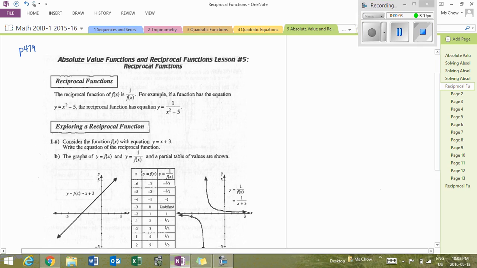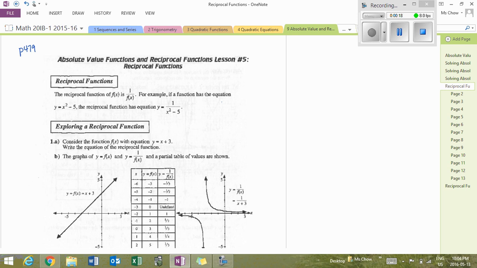Okay, let's take a look at reciprocal functions. We're on page 479 in your workbook. And reciprocal functions, we can see that the definition is provided for us. The reciprocal function of f of x is simply 1 over f of x.